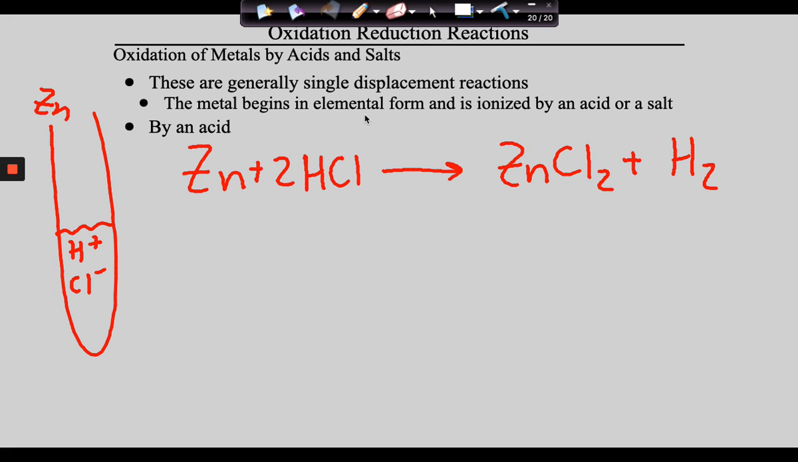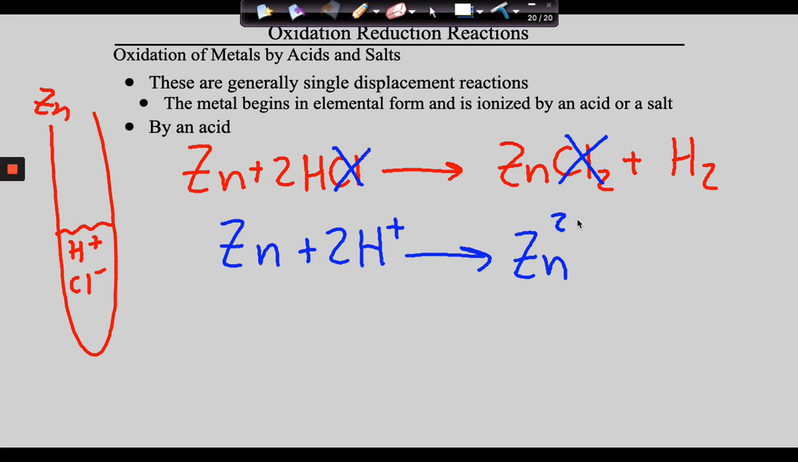So now, guys, let's kill our spectators. Zinc started as a solid. Where does it end up? Dissolved in water. It did chemistry. Hydrogen starts dissolved in water, ended up a gas. Did it do chemistry? Yeah. What about chloride? Started dissolved in water, ended up dissolved in water. Chloride is a spectator. This then, guys, provides our net ionic equation.